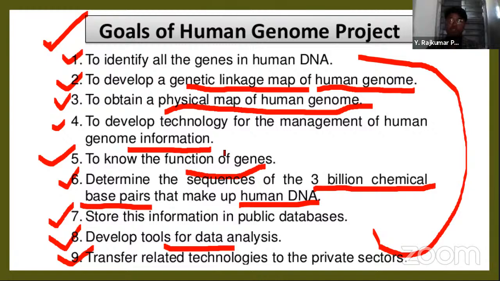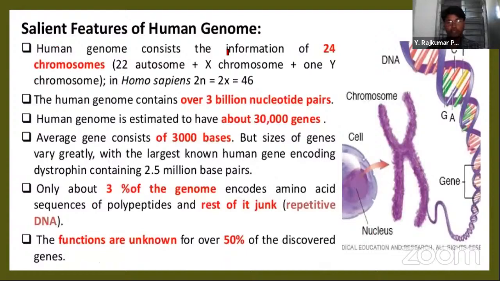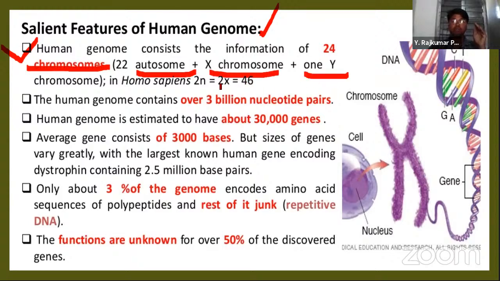Now let's know what the different features of the Human Genome Project are. So after completion of the project, they have come up with some salient features. There are most important features of the human genome which are somehow unique. See, the human genome consists of the information of 24 chromosomes, that is 22 autosomes and one X chromosome, okay, and one Y chromosome.